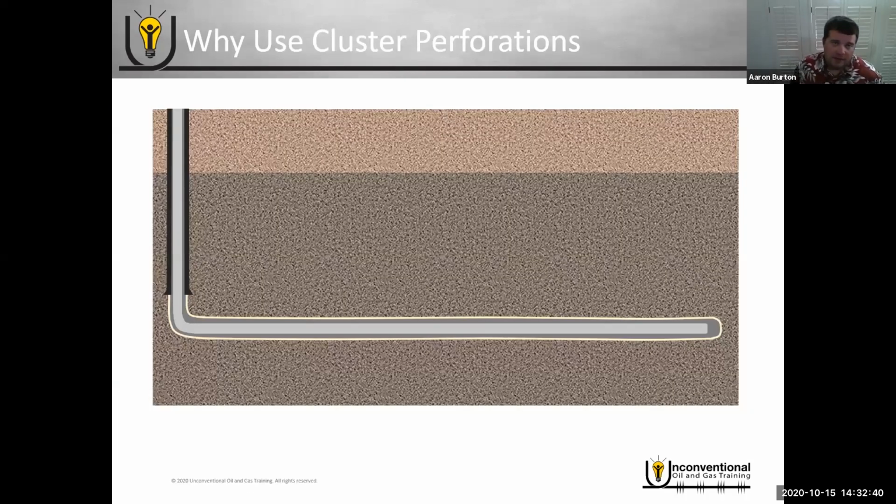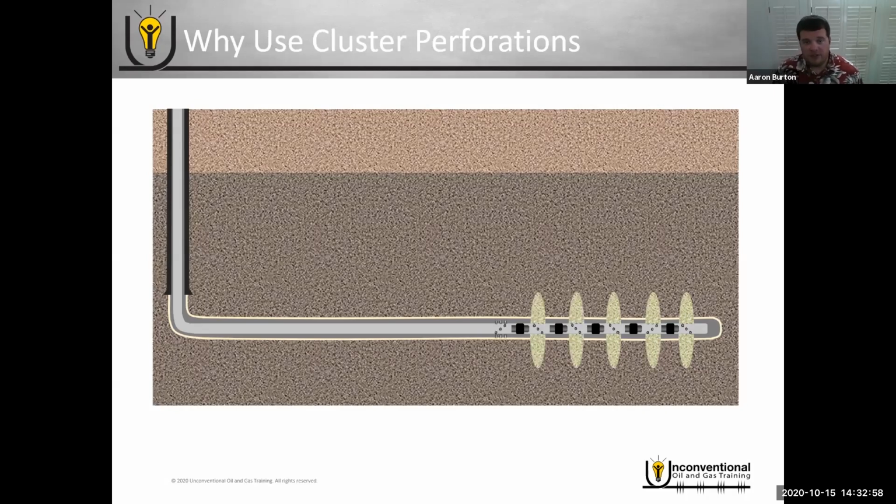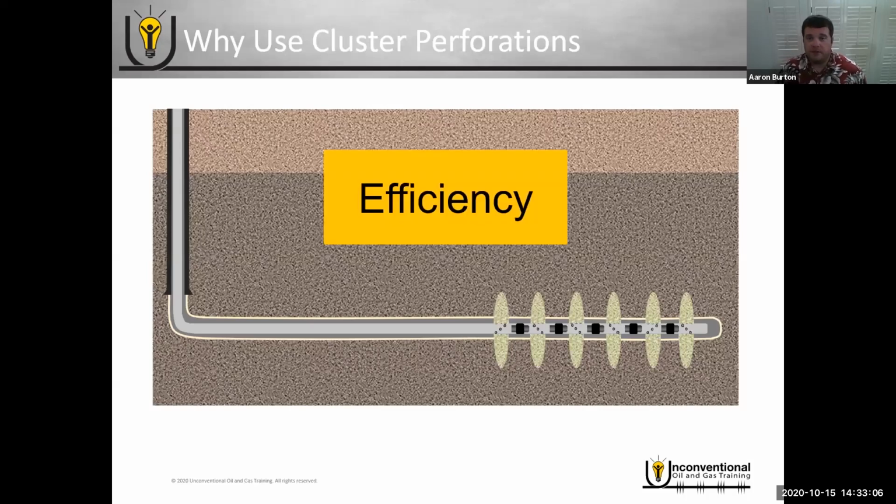So with all this complication, why do we use cluster perforating to begin with? It is entirely possible to do single entry plug and perf. You go in, you fire a single set of clusters or a single perforation, fracture through it, set a plug, perforate a single cluster, fracture, plug and perforate, and repeat the process. Now the reason we don't do single entry perforation fracturing is because of efficiency purposes.